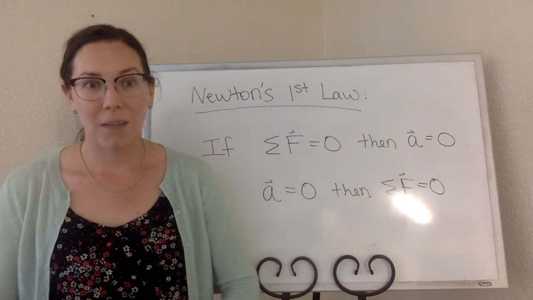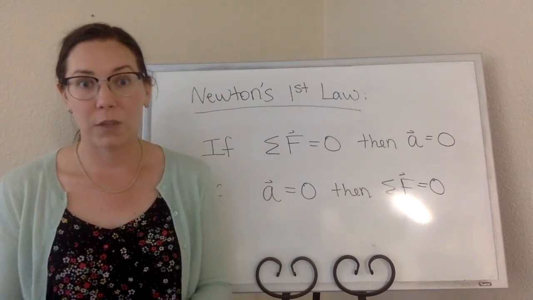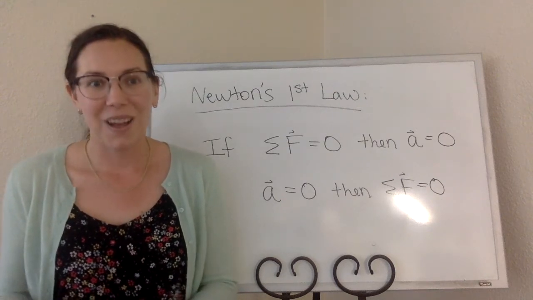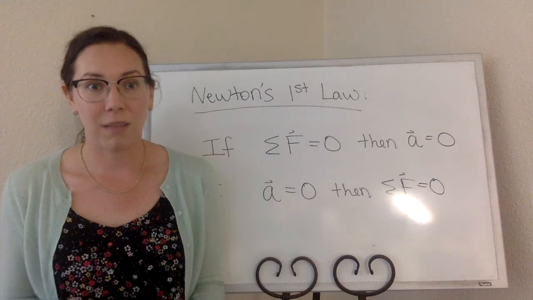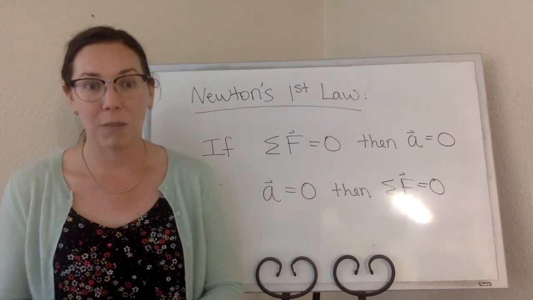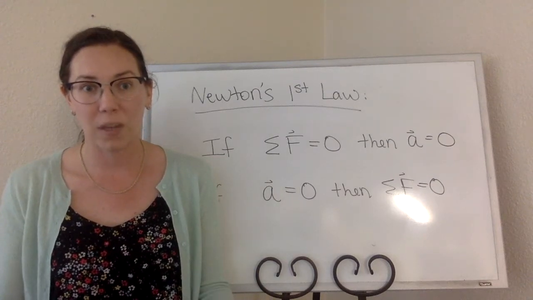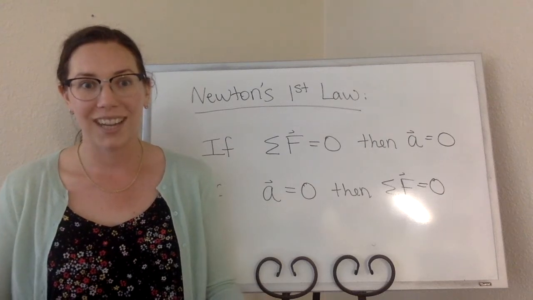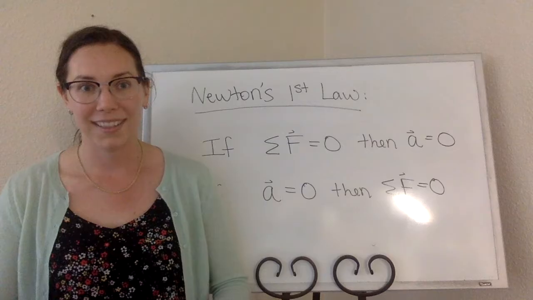So we know that an object is moving subject to Newton's first law if it's A, either not moving, so it's at rest, or B, it's moving at a constant velocity. So look out for those terms because they tell us that the net force, which is the vector sum of all of the forces acting on the object, must be equal to zero.